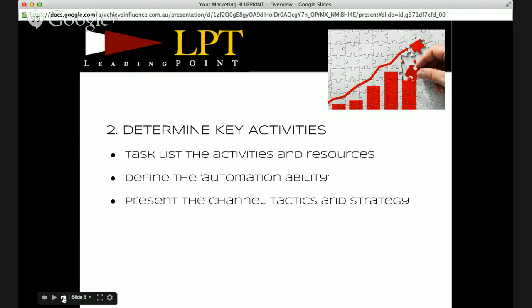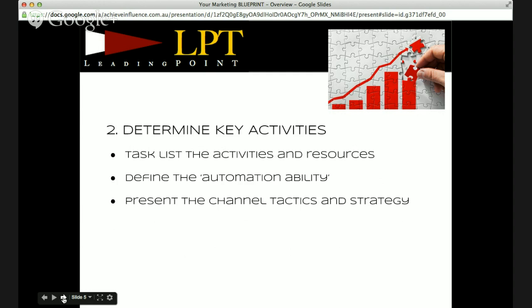In determining your key activities, we then task list the activities and resources that we need to put together in order to build your marketing plan. We then look at defining the automation ability, and that is looking at what systems and procedures we can effectively automate that do not require manual intervention or implementation and can be done automatically. We then present the channel tactics and the strategy as a plan with a high-level mapping overview of what the key activities and tasks would be in order to accomplish your marketing plan.